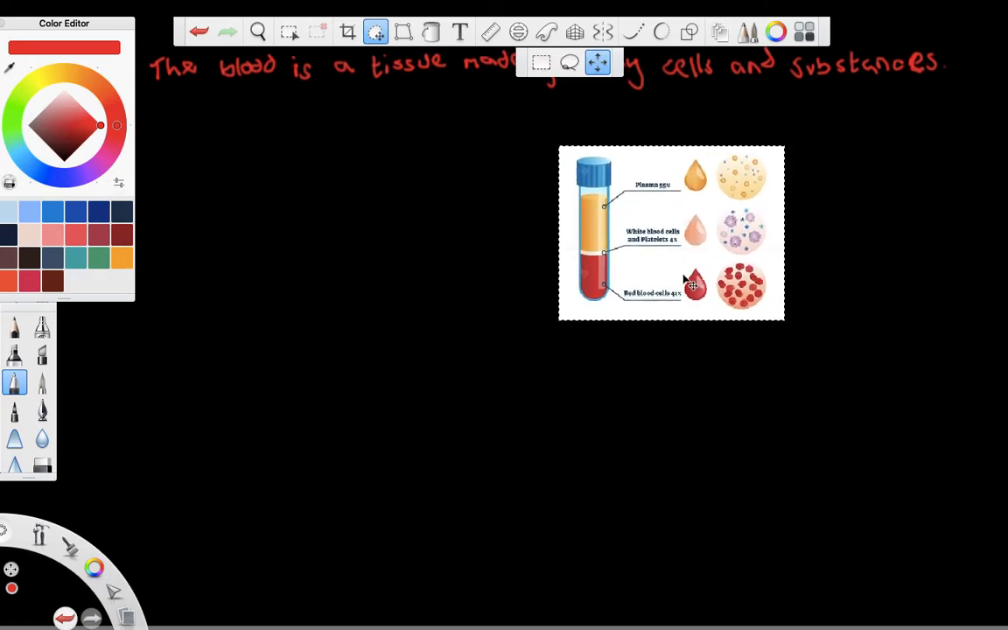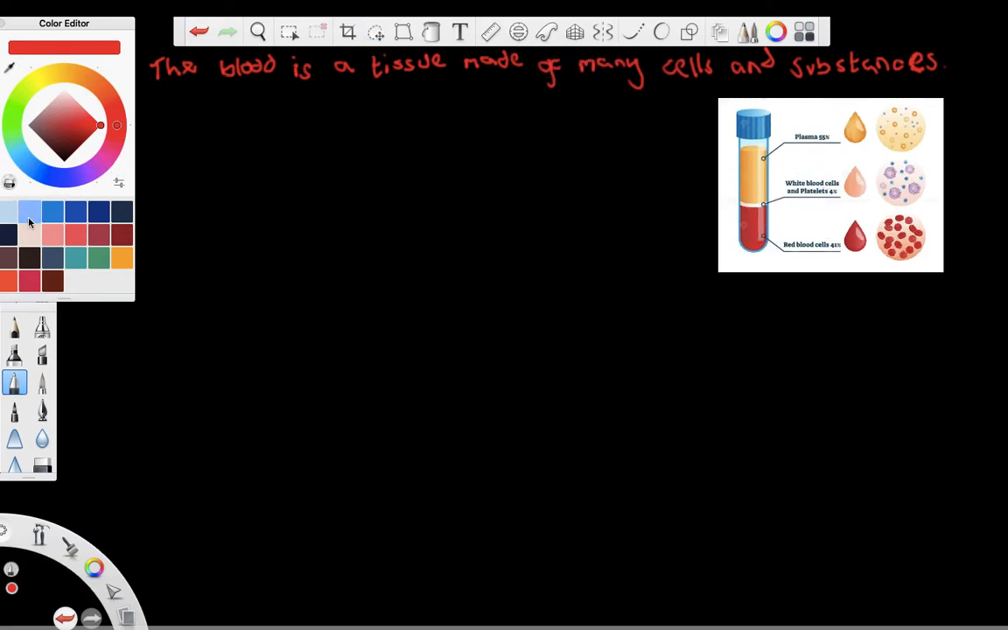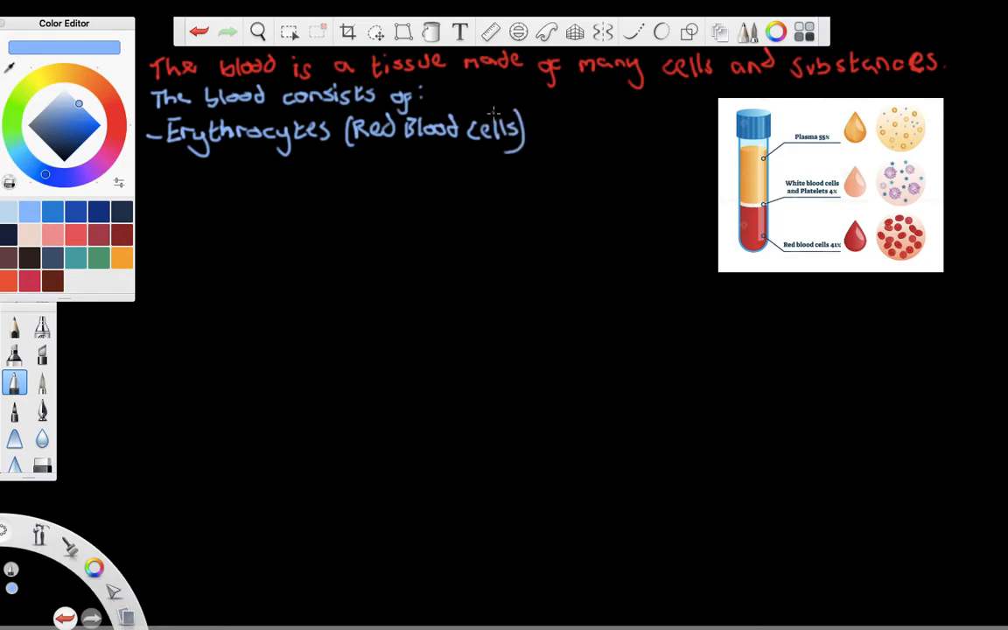a separation that looks something like this, okay? So we can say that the blood consists of, we've got what are known as erythrocytes, E-R-Y-T-H-R-O-C-Y-T-E-S, or more commonly known as red blood cells. Erythrocytes is the scientific name for red blood cells. Now, erythrocytes, or red blood cells, carry oxygen. It's as simple as that. All they do is carry oxygen.